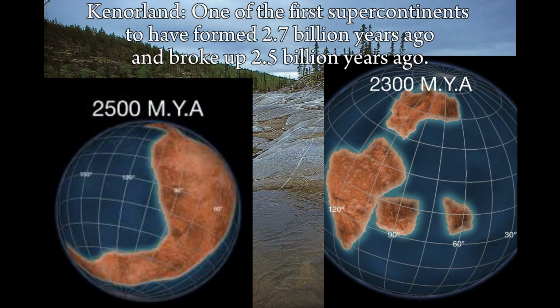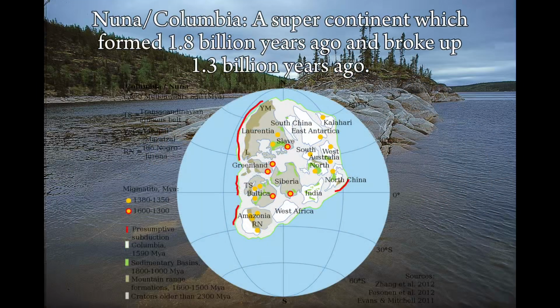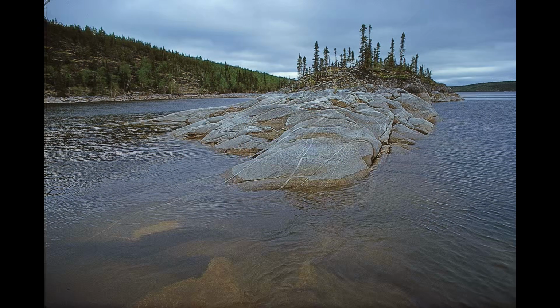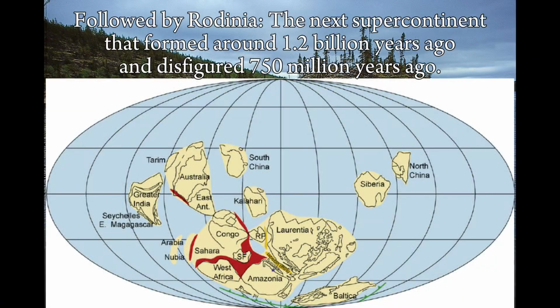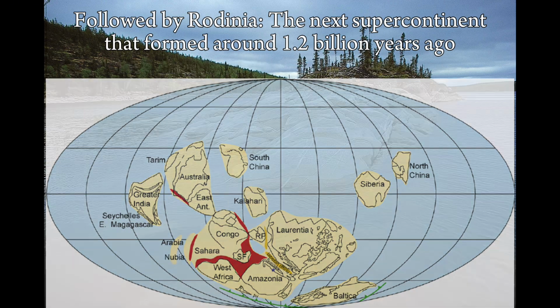Kenorland, one of the first supercontinents to have formed 2.7 billion years ago and broke up 2.5 billion years ago. Nuna, Columbia, a supercontinent which formed 1.8 billion years ago and broke up 1.3 billion years ago. Followed by Rodinia, the next supercontinent that formed around 1.2 billion years ago and disfigured 750 million years ago.